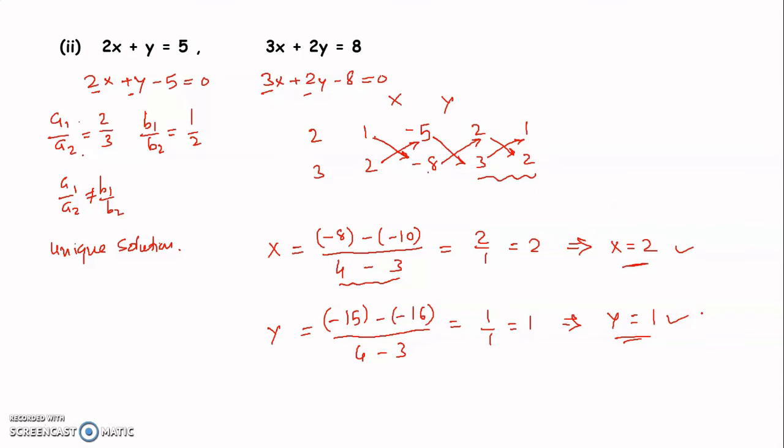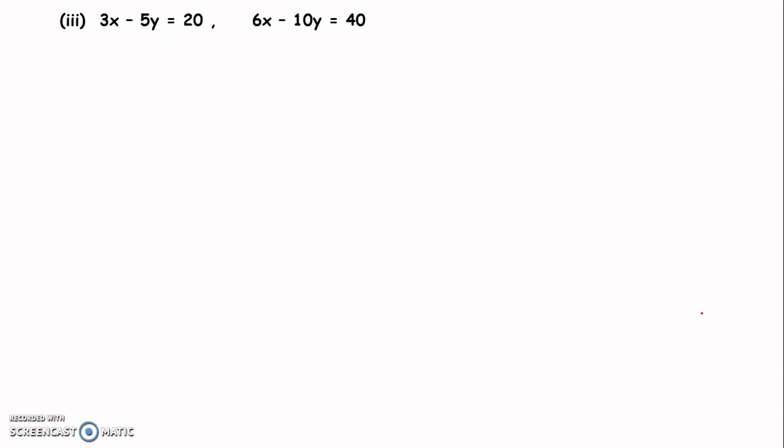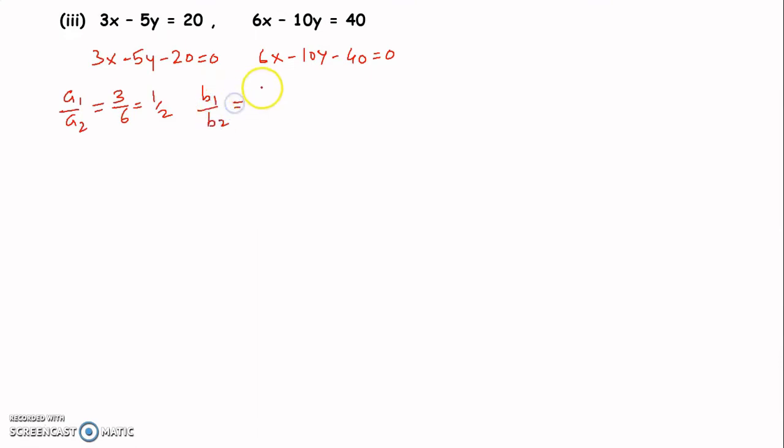Very simple method. Let's see one more example. Here in the third question, if you write in general form, we can write 3x minus 5y minus 20 equal to 0. And second equation, 6x minus 10y minus 40 equal to 0. So here if you check the ratio of a1 and a2, that is 3 by 6, you can say 1 by 2. The ratio of b1 and b2, so b1 is minus 5 and b2 is minus 10, so we'll get the ratio 1 by 2. And the ratio of c1 and c2, so c1 is minus 20 and c2 is minus 40. So we get the ratio 1 by 2.